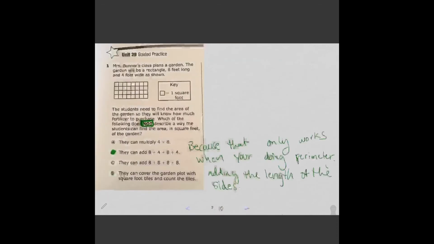This is where I told you don't make the mistake of thinking of it like perimeter, because B is the only one that will not work, because when you're doing perimeter, you're adding the length of the sides. But when you're finding the area, you're doing the total amount of the inside, not the outside. So, like I told you before, when we did the other one, I'm going to zoom in.